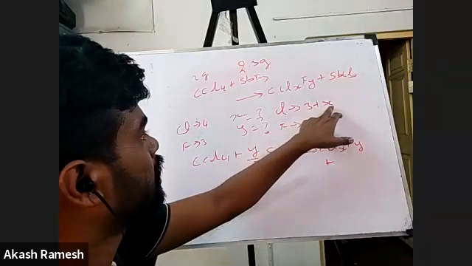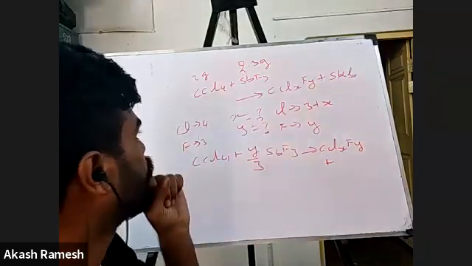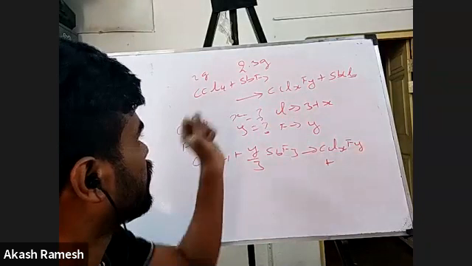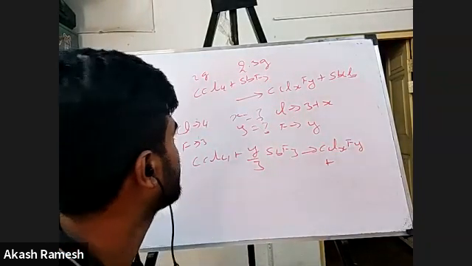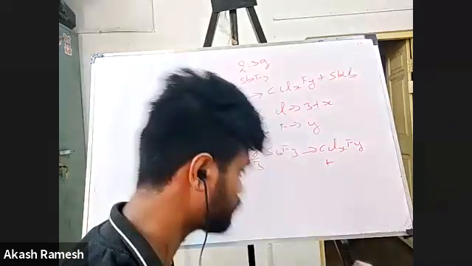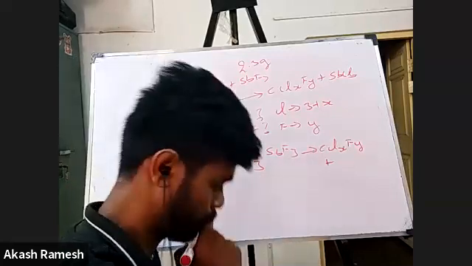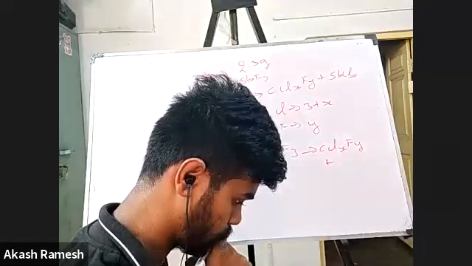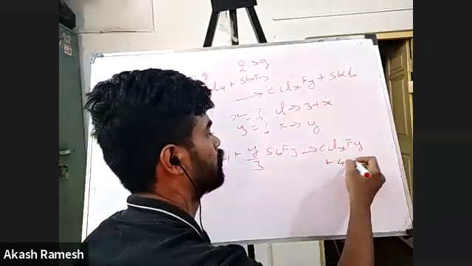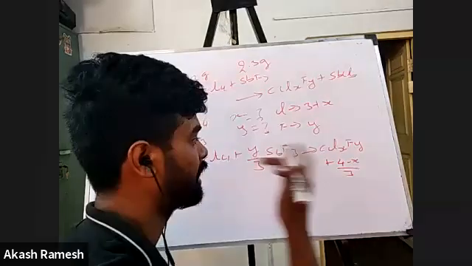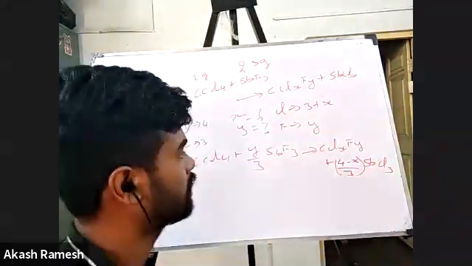Totally, this side I have 3 plus X plus 3, basically, right? And this side I have 4, right? Now, same thing what I did there. Can I do it like 4 minus X divided by 3 into SbCl3? Can I write this?